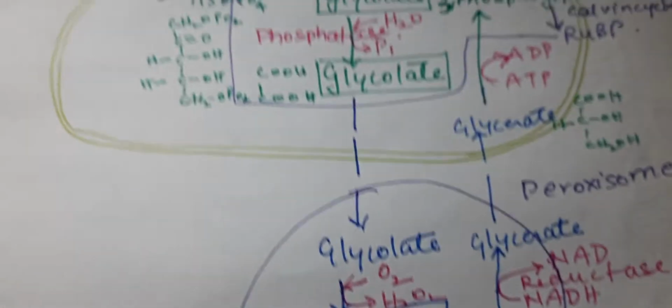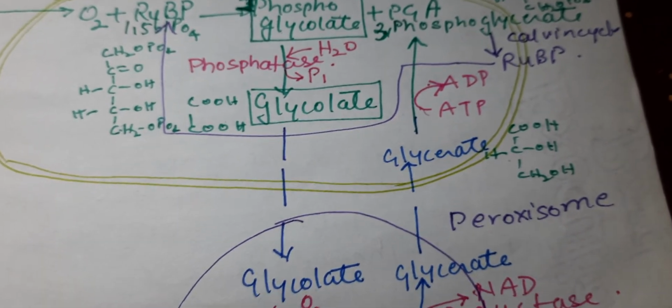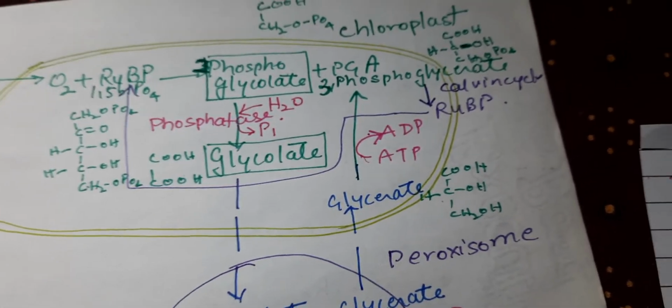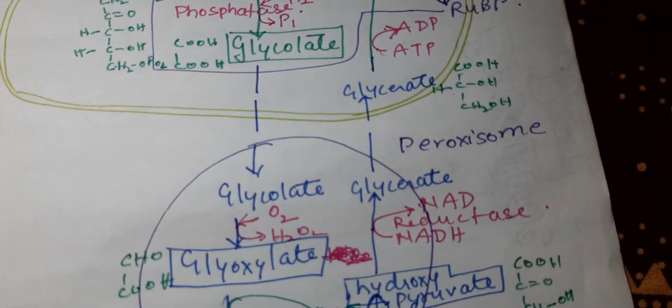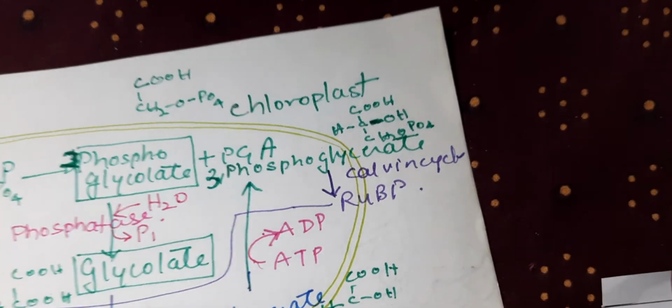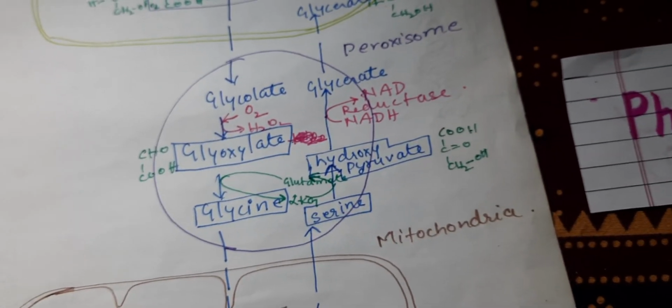Okay, so here there is a lot of NADP and ATP which are used. They are not actually of any use. Okay, why? Because the cell can directly perform the Calvin cycle instead of wasting all this energy.